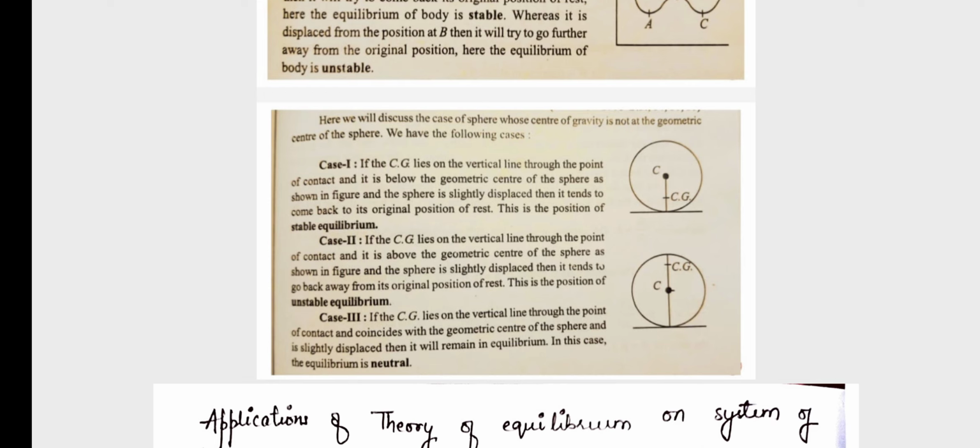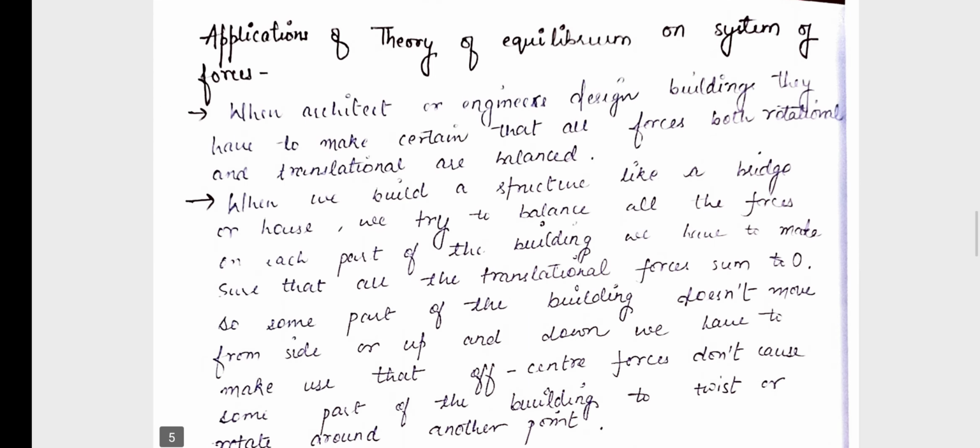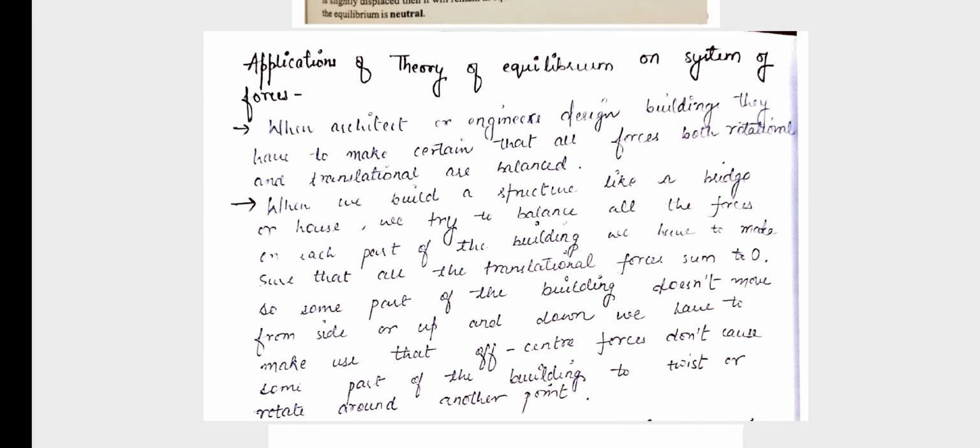Now let's talk about applications of theory of equilibrium. Firstly, on system of forces. When an architect or engineer designs buildings, they have to make certain that all forces, both rotational and translational, are balanced. When we build a structure like a bridge or house, we try to balance all the forces on each part of the building.